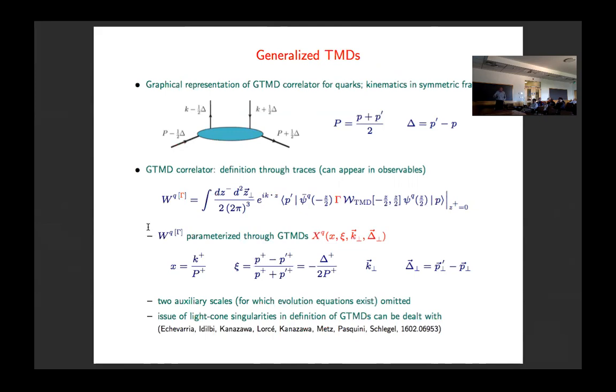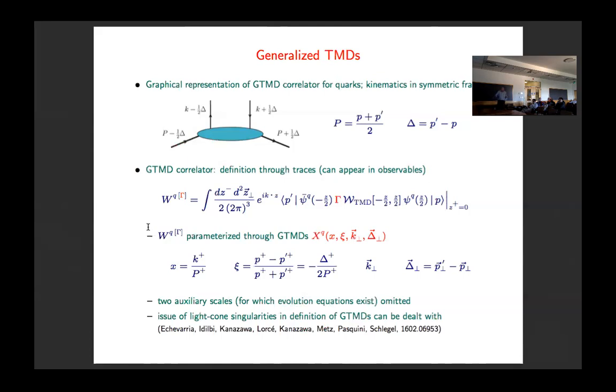As we'll see on the next slide, this is parameterized through a number of GTMDs, generalized TMDs, which depend on various arguments. Like for GPDs, we have a dependence on x, which is the average plus momentum of the two quarks, the longitudinal momentum transfer to the target, xi, the transverse momentum transfer to the target, and on top of this, we keep the average transverse momentum.